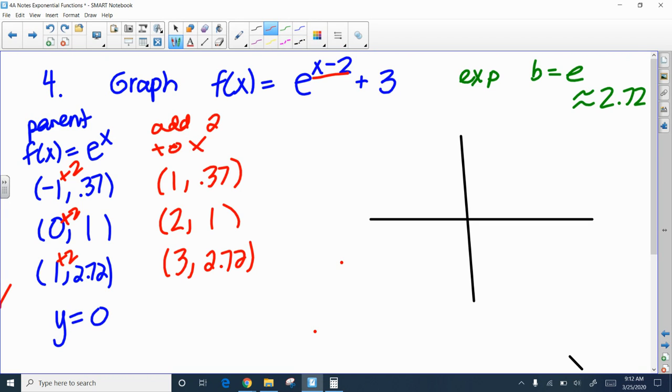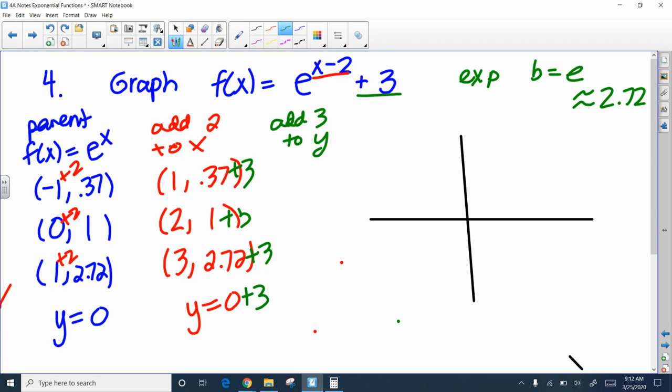And since the first transformation is not affecting the y's, the asymptote is still going to be y equals 0. All right, the second operation is this +3. That's not with the x, so that's affecting the y. We're going to add 3 to the y values, including the asymptote, because that's a y equals.